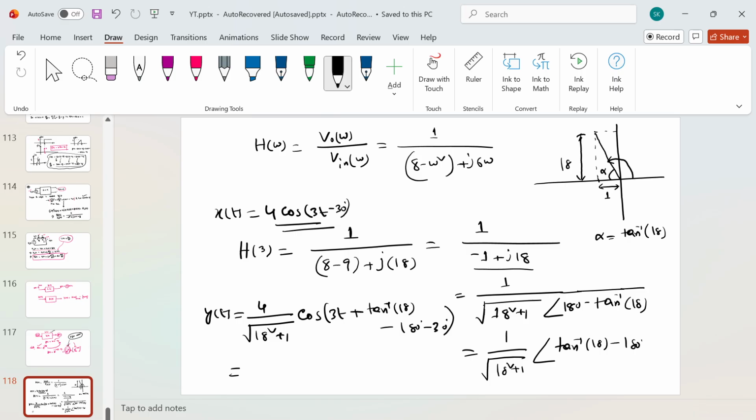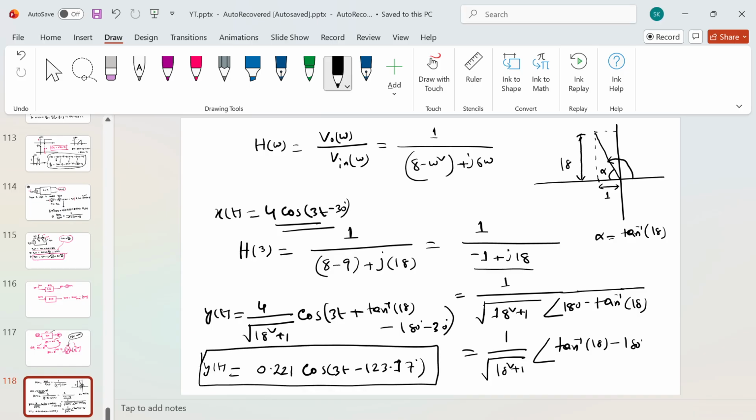So you will get, maybe I can do the calculation, tan inverse 18 minus 180 minus 30 degree. We will get cos(3t minus 123.17 degree) times 4 by square root of 18 square plus 1, which is 0.221. So this will be your output. Okay. So this will be your output.